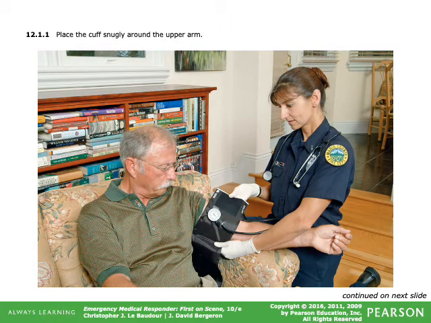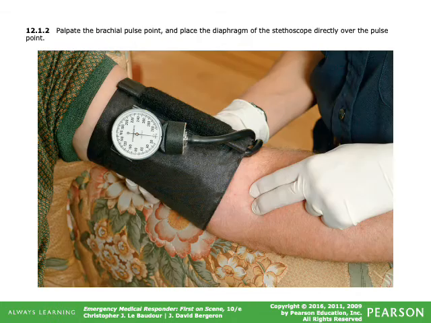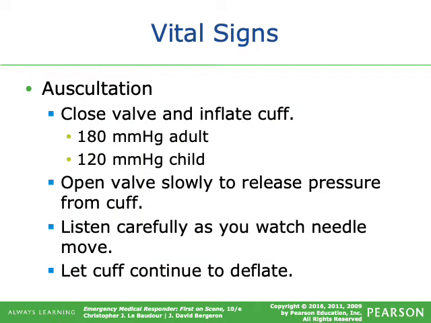All right, going to place the cuff snugly around the upper arm as the first step. Palpate the brachial pulse point and place the diaphragm of the stethoscope directly over the pulse point. You're going to close the valve and inflate the cuff. Generally recommended to 180 millimeters of mercury in an adult, 120 millimeters of mercury in a child. I'm going to show you guys the alternative method that I prefer in class, but we'll go over both methods.